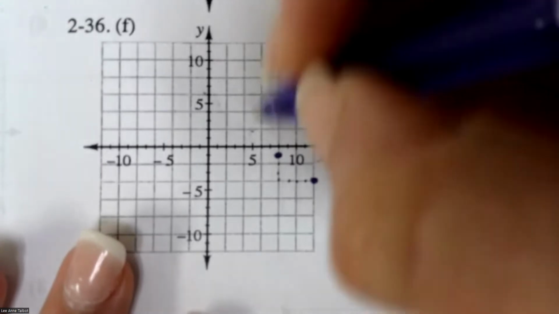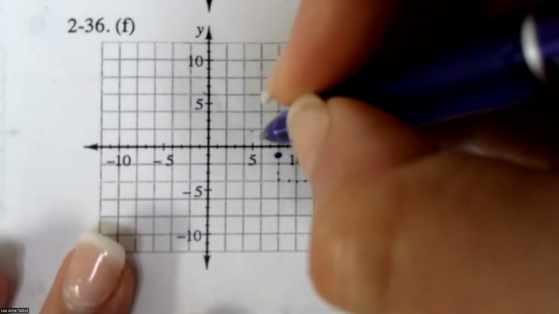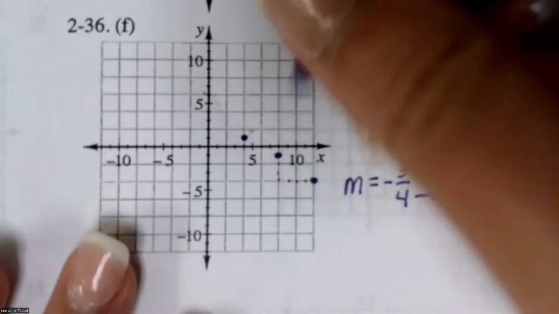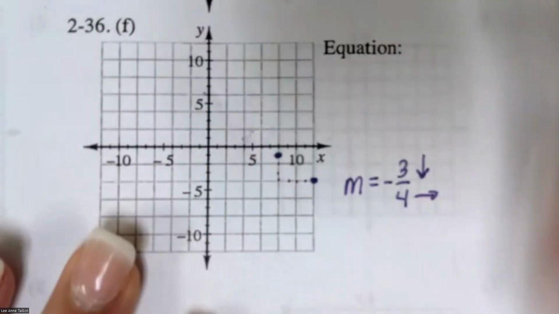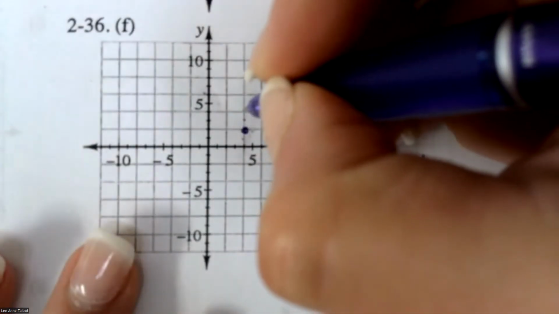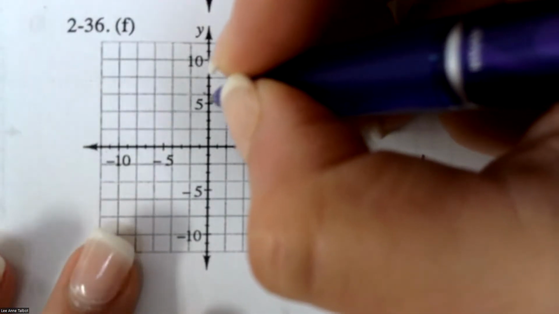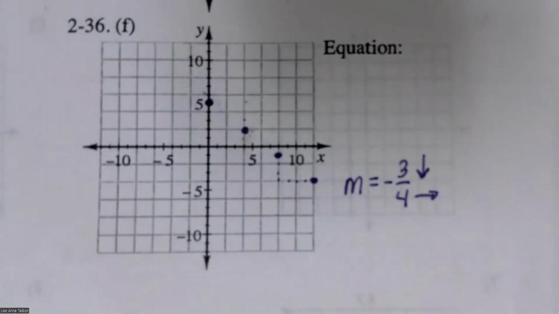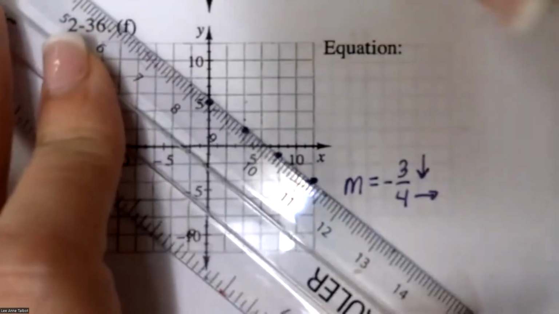1, 2, 3. No, I did 2. That gives me a much clearer picture of the fact that it's at 5. I probably could have done it with the line.